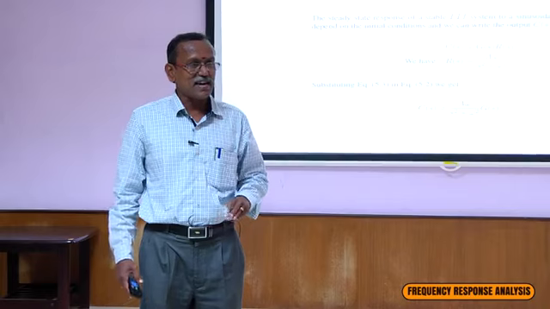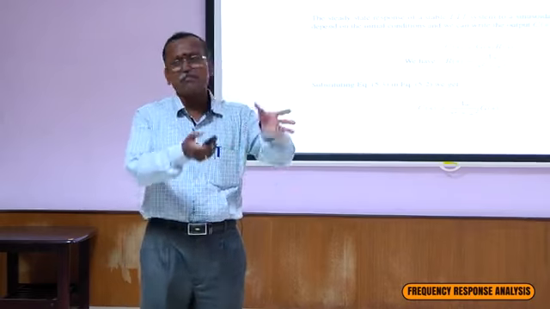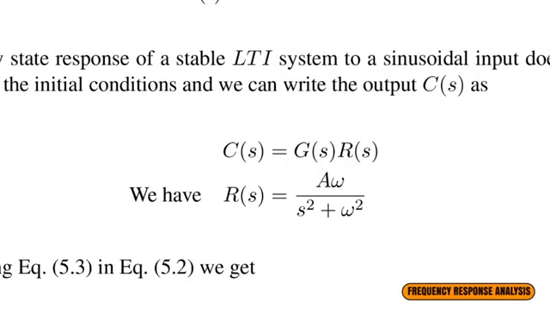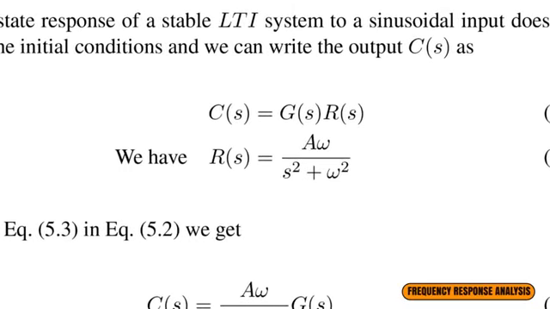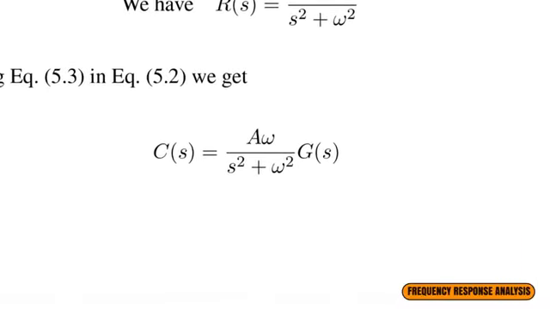Whatever convolution is there, if you get into the frequency domain, it is simple multiplication. That's why we are multiplying G(S) and R(S). But R(S) is a sinusoidal input signal. The Laplace transform of A sin omega t is A omega divided by S square plus omega square. That's why the output C(S) equals A omega divided by S square plus omega square, multiplied by G(S).